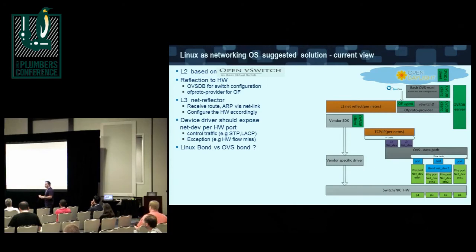So again, the problem here is how to determine what you can and what you cannot offload, and how to know which flow you want to go to the slow path. So there is a brain in the area of the SDK, connected with the OVSDB or the router notification above, which we call a net reflector. But this is the idea.